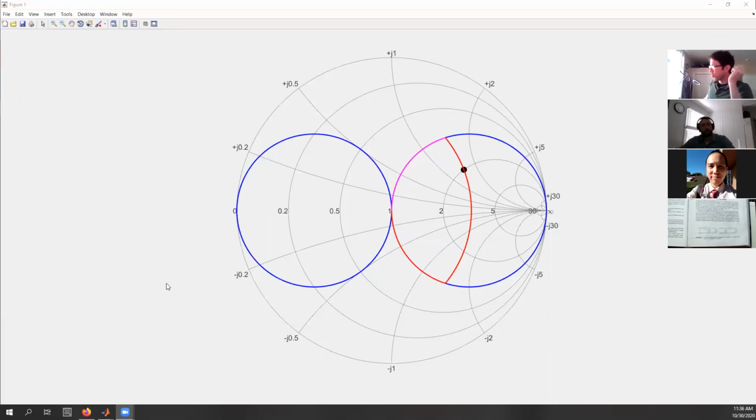Just the circles will be a little different, but I like this because it's a nice intuitive foundation to start thinking about these things in terms of the Smith chart. But yes, there are two solutions. They're both equally valid if you can find the right components for it. Sorry, what was the question?